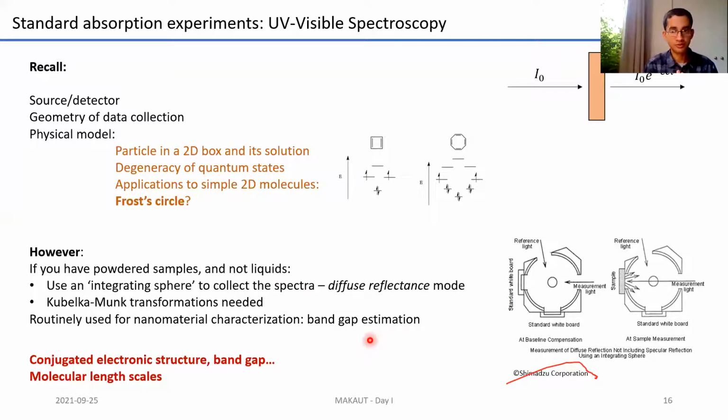However, what is this used for? Again, this is used for understanding conjugated electronic structure, especially for those of you who would like to do work on nanomaterials. They're used to find out band gaps, which is the difference between conduction and valence band. And keep in mind that these occur on molecular length scales.